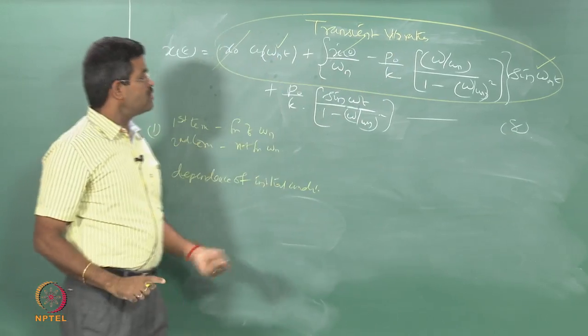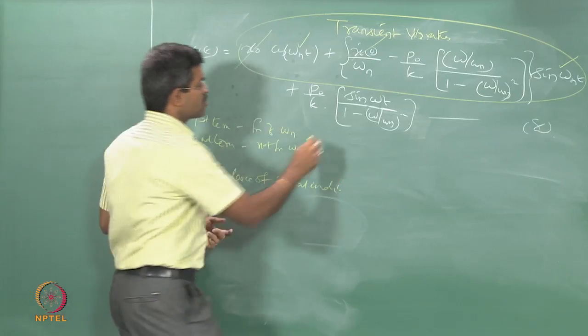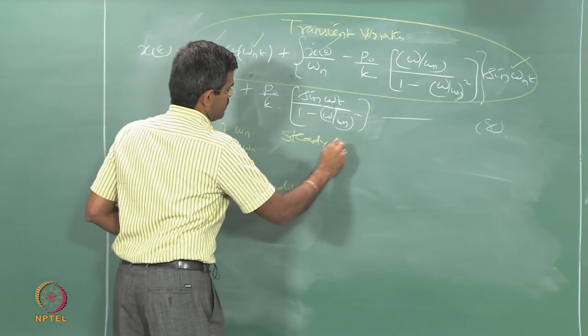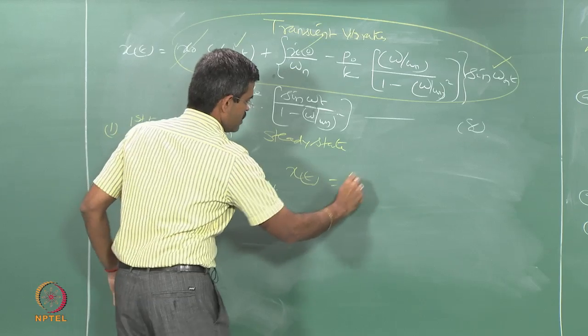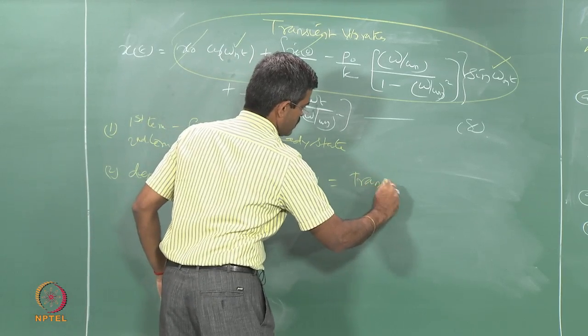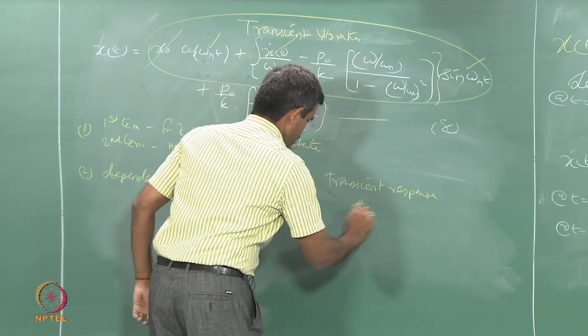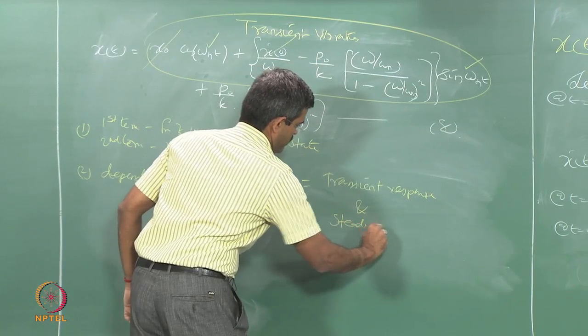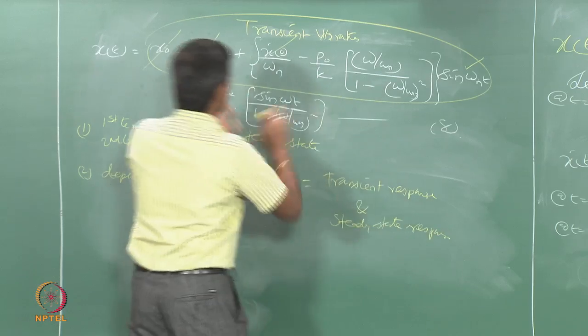The one which does not depend on the natural frequency of the system and which is not dependent on initial condition is called steady state. Now, the response has got two components, transient response and steady state response. Now, one may ask a question, why is this response called steady state?